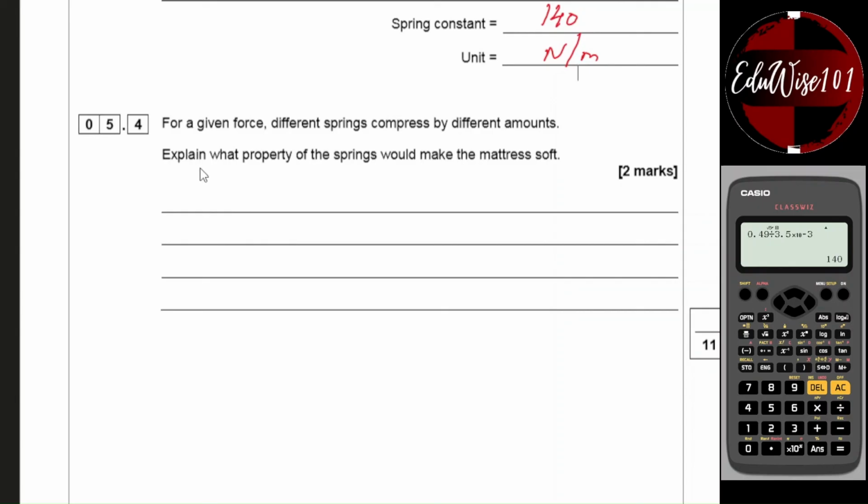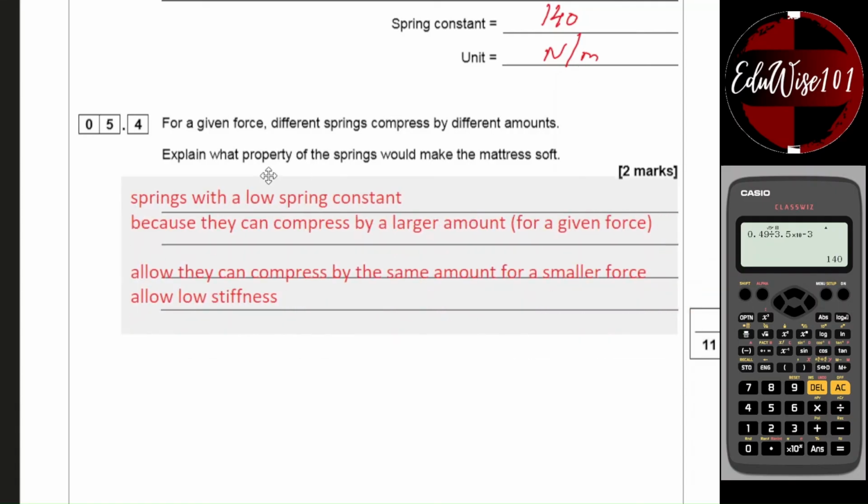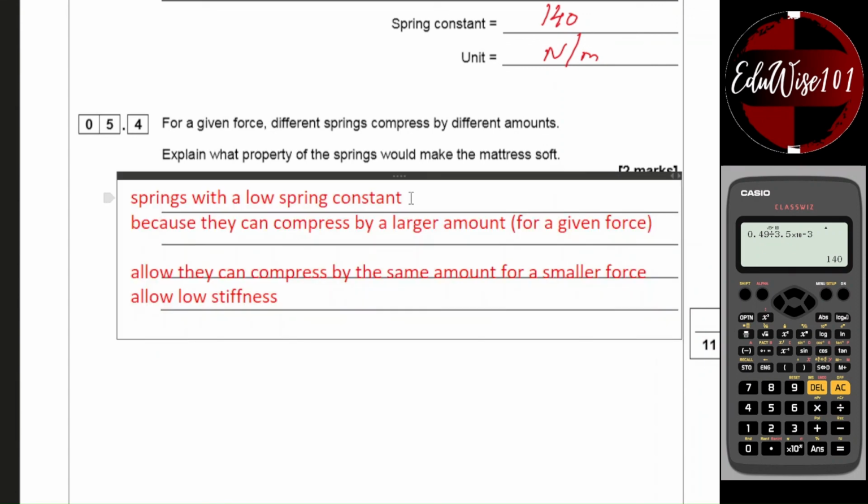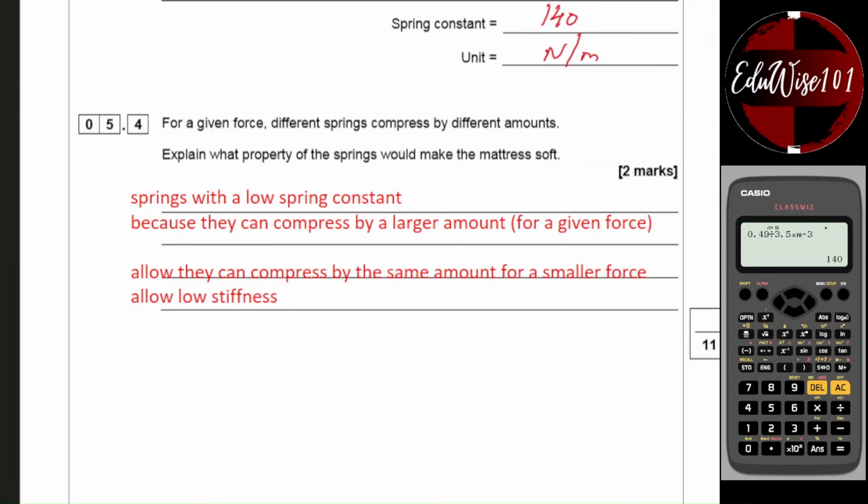So explain what property of the spring. The property is actually the spring constant, and you want a spring with lower spring constant. So answer, springs with low spring constant, because they can be compressed by a larger amount for a given force, or you could say they can compress by the same amount for a smaller force, which means they have low stiffness.